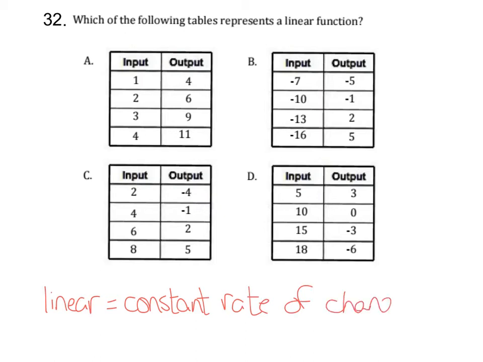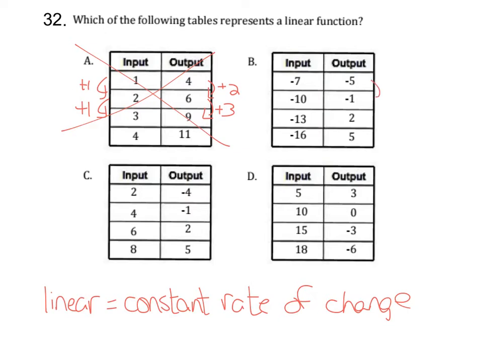Okay? So let's look at these. Let's look at the first one. We go up 2 over 1. Then we go up 3 over 1. Is that constant? Does 2 over 1 equal 3 over 1? No, not a line because the rate of change is not constant.